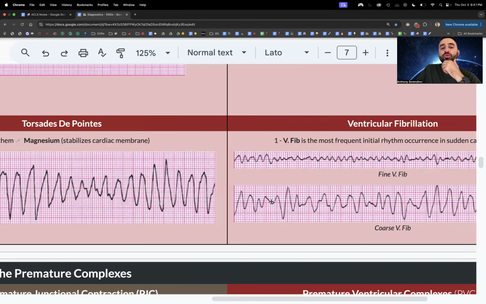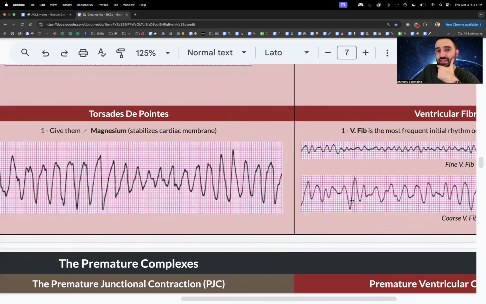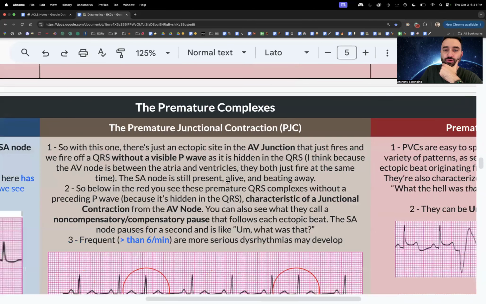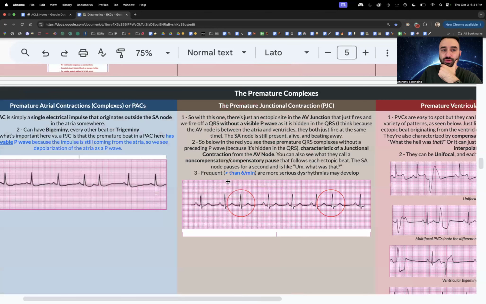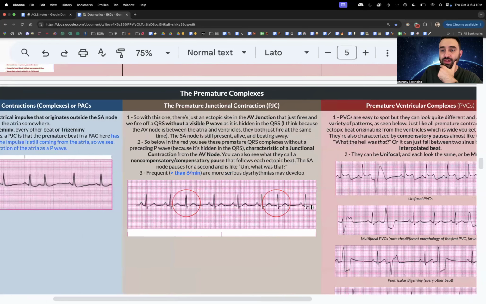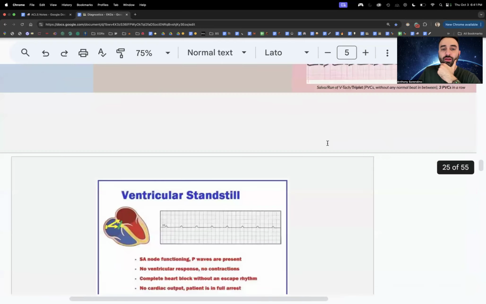So, you can potentially confuse those. They're treated the same in terms of the code, except you're going to use magnesium for torsades. But anyway, here's all three of those premature complexes next to each other. Here's the PAC, with the P waves, the PJC with no P wave, and then the PVC, which just jumps out at you.